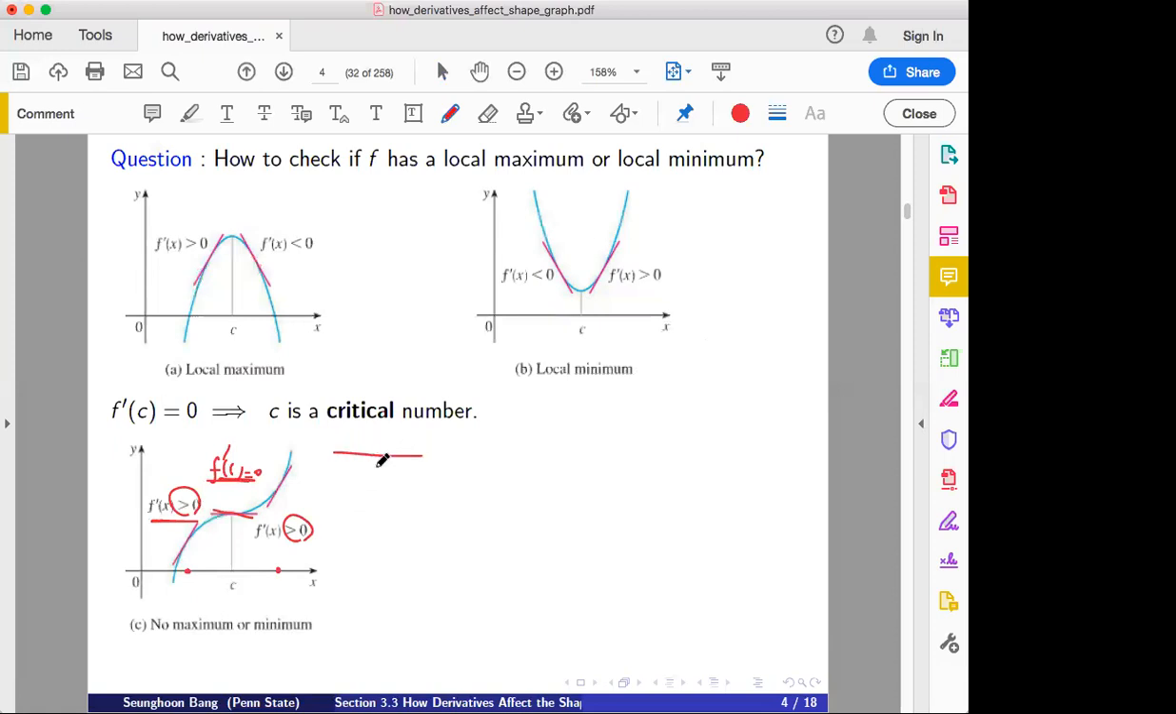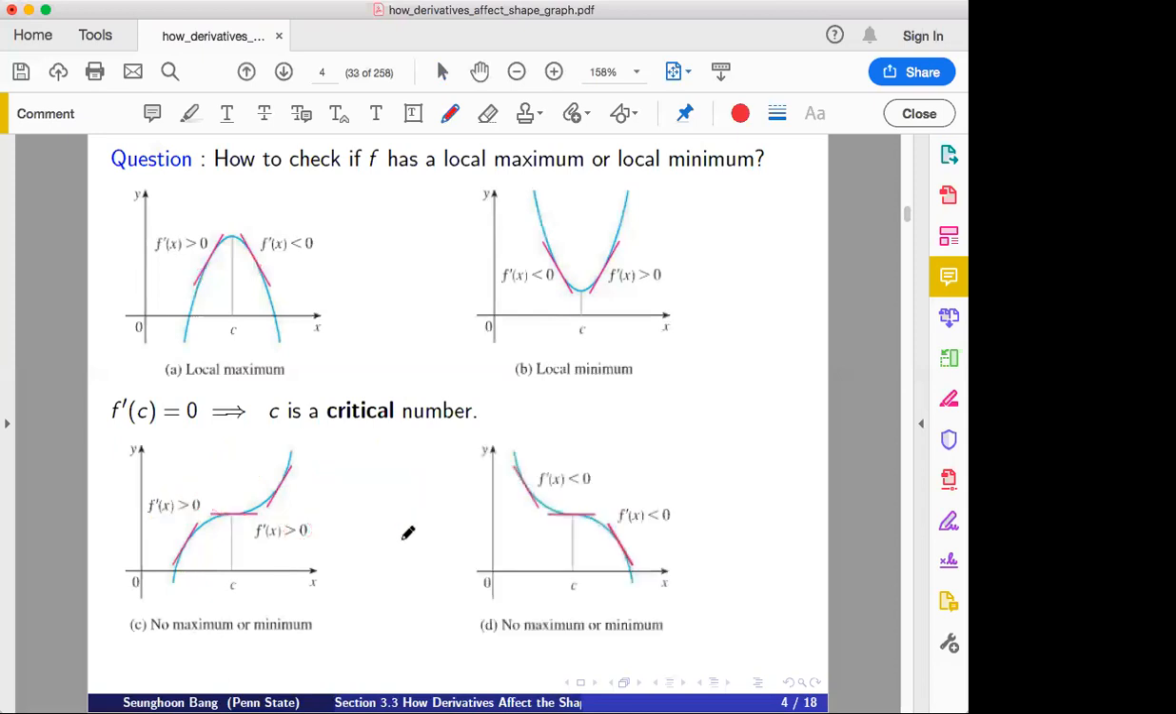So what does it mean? In this case, C is here. What is f prime? Positive, positive. What is the graph of f? Increasing, increasing. So we don't have a local maximum, and we don't have a local minimum.